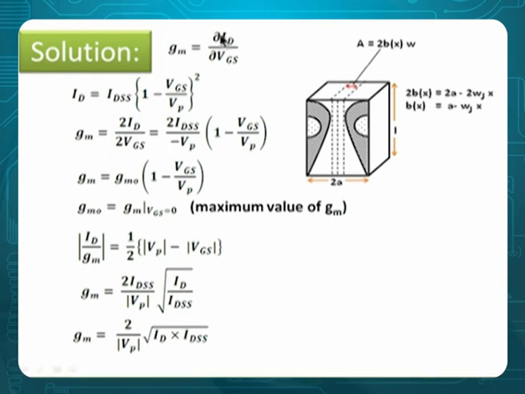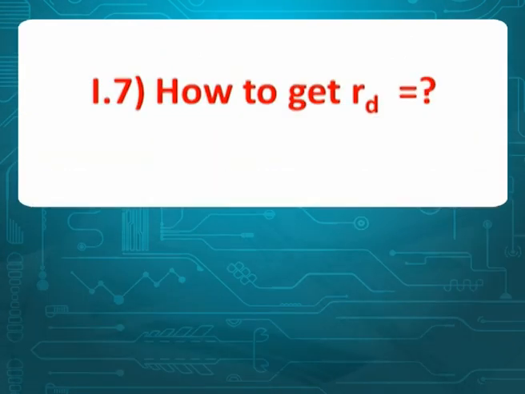GM is generally ∂ID by ∂VGS. Take your equation here: ID is IDSS into (1 minus VGS by VP) whole squared. If you really do a differentiation, you will get these things. Then ID by GM, you will get half of (VP minus VGS). And if you substitute in the place of 1 minus VGS by VP, ID by IDSS, you will end up as GM equals 2 by VP root of ID into IDSS. These are the different expressions for GM.